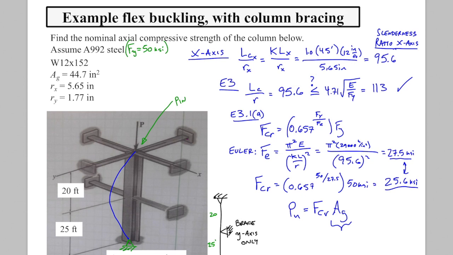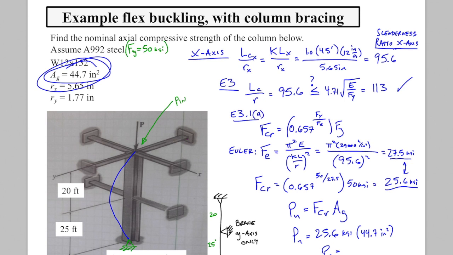This is a ductile type of failure, so we're in inelastic flexural buckling. That stress applies to the whole cross-sectional area. That's what I'm getting at. So here's my nominal. I have 25.6 ksi, and then here's my area from before. It's 44.7 inches squared. So my nominal is somewhere over here.